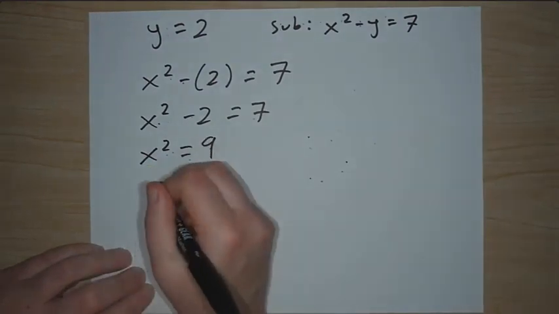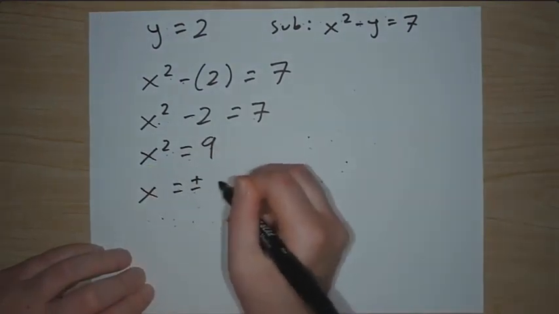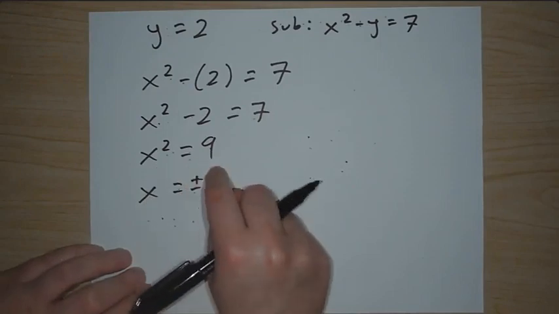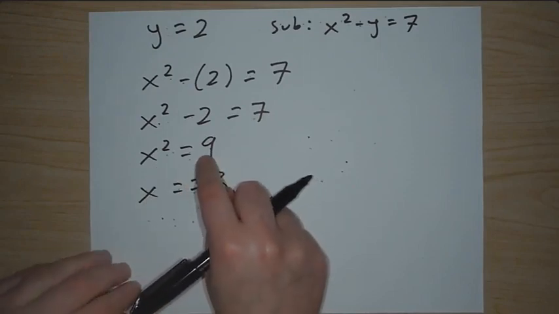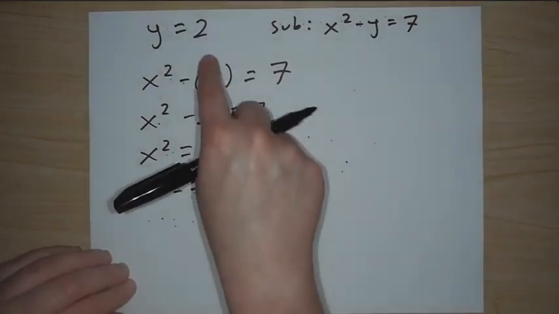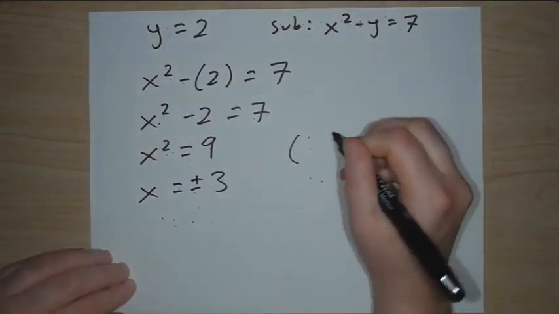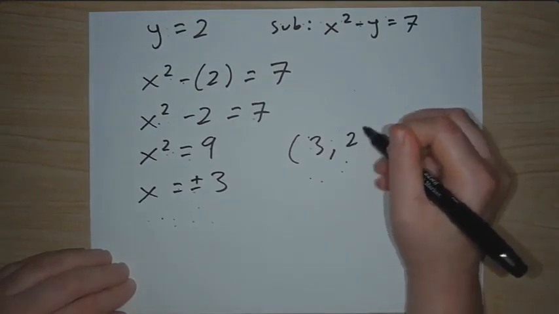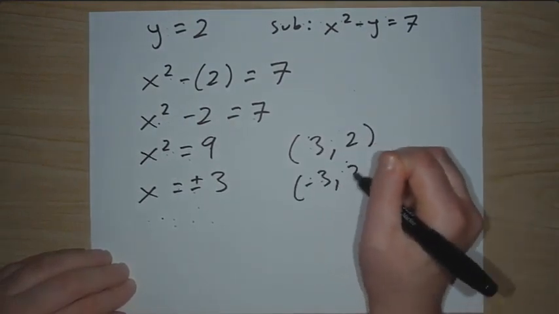And square rooting on both sides, we get x is equal to positive or negative 3, because remember when we square root this, there's an invisible plus or minus there. So we have two solutions for when y is 2. We have 3 and a 2, and we have a -3 and a 2.